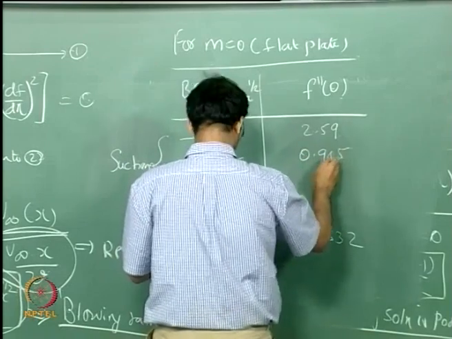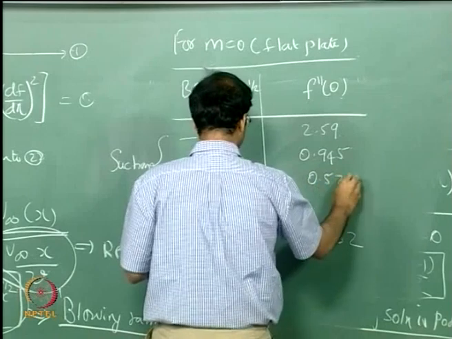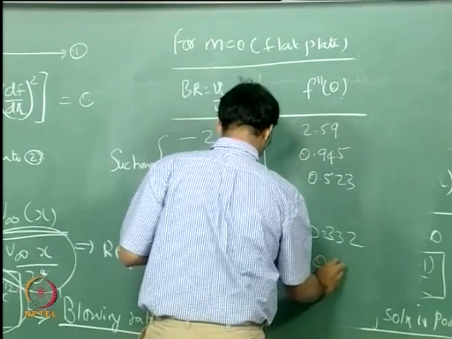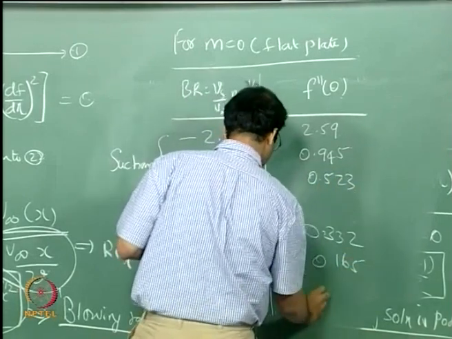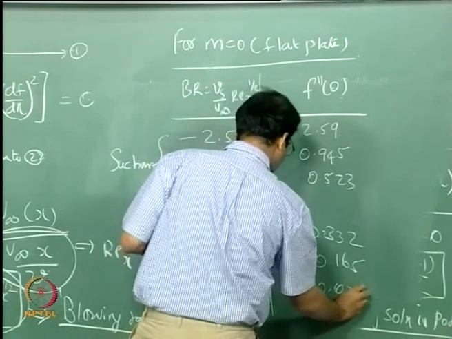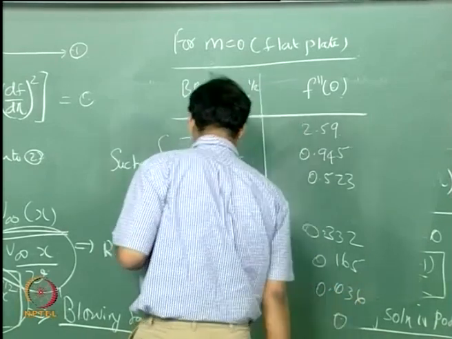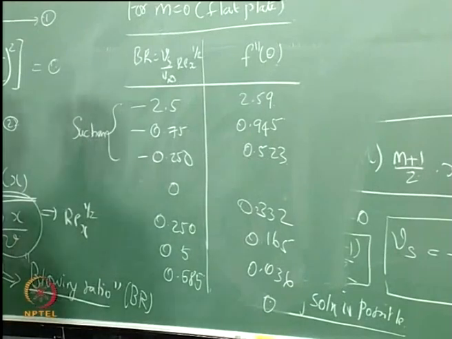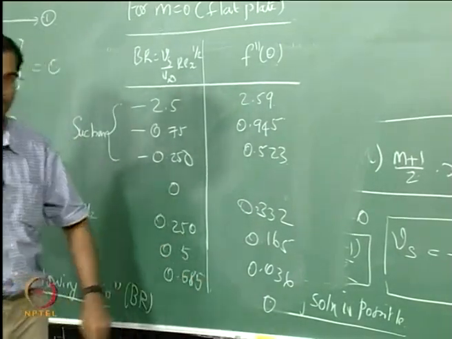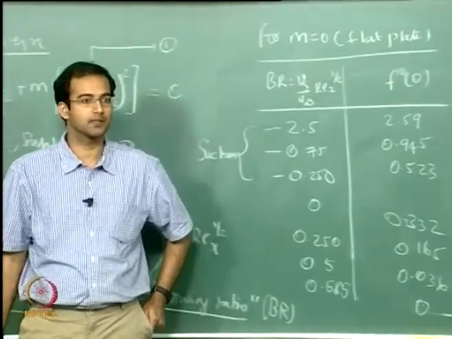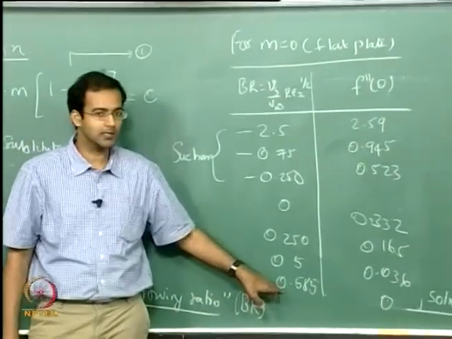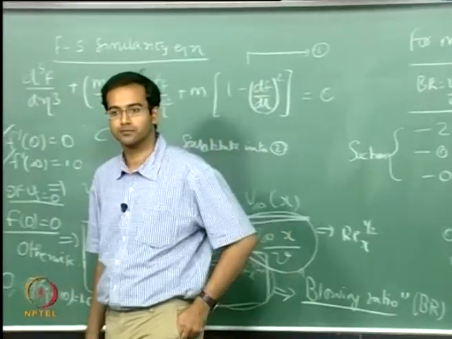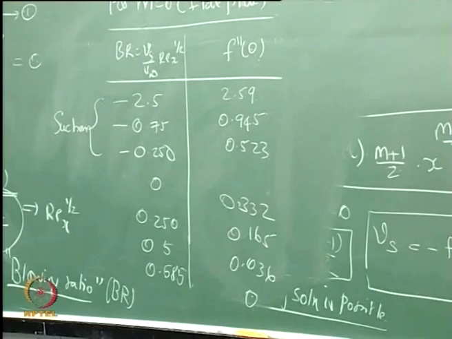0.945, 0.523, 0.165, 0.036, and finally it becomes 0. Okay. So what do you think is happening here? It becomes 0 for a blowing ratio of 0.585. Flow is separating there. Okay.